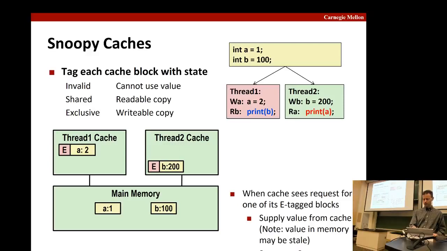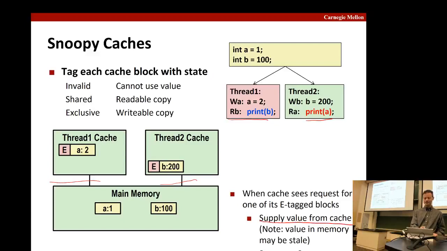Now, when you go to do one of these reads in order to do the print, the request goes out for A. You put the request here on the bus, saying, I'd like to read A. This cache controller is snooping on that bus and says, oh, I have the latest copy of A. Let me supply it for you. So you supply the value from the cache.